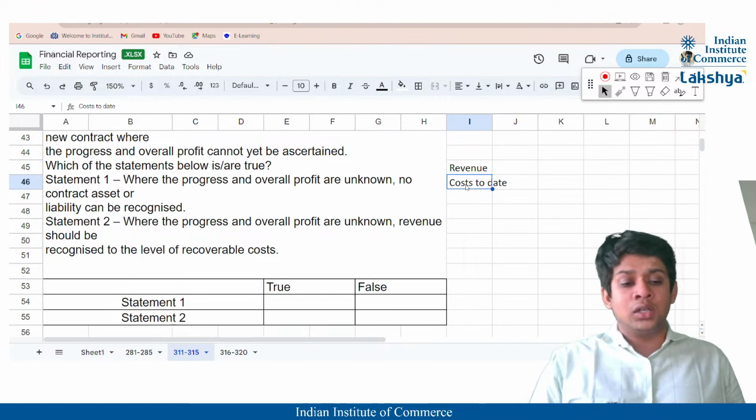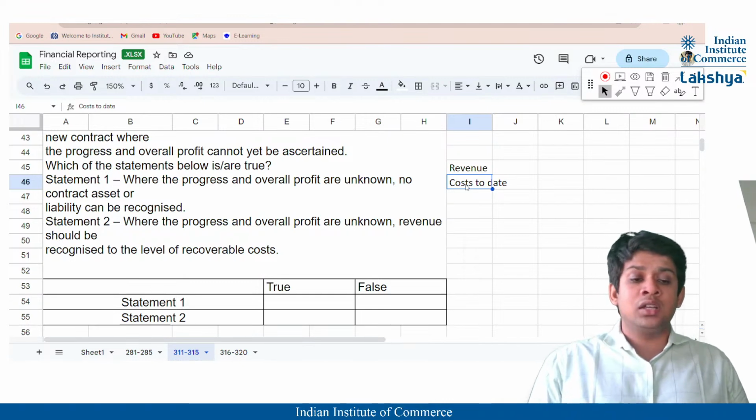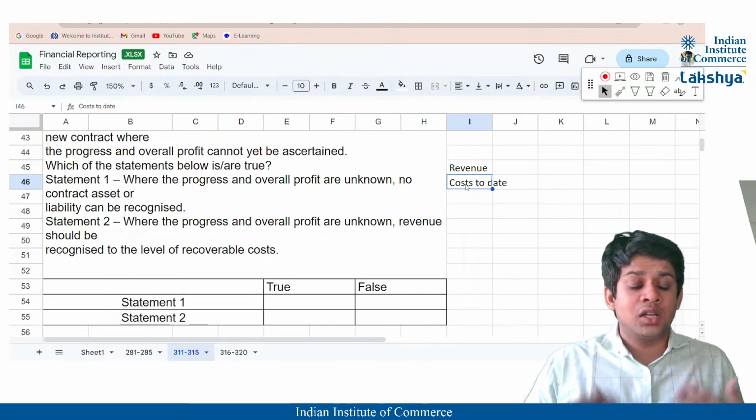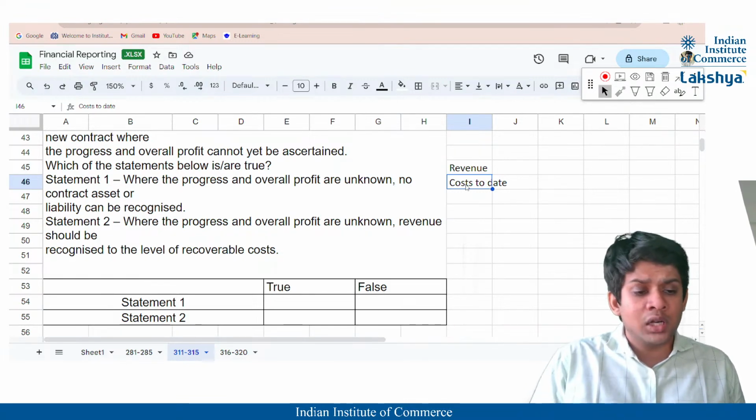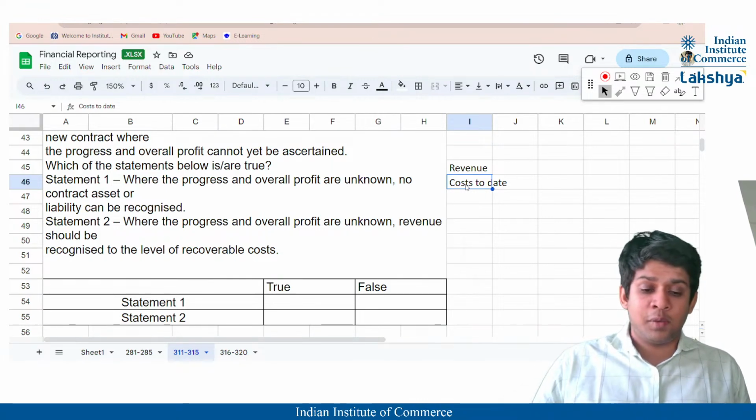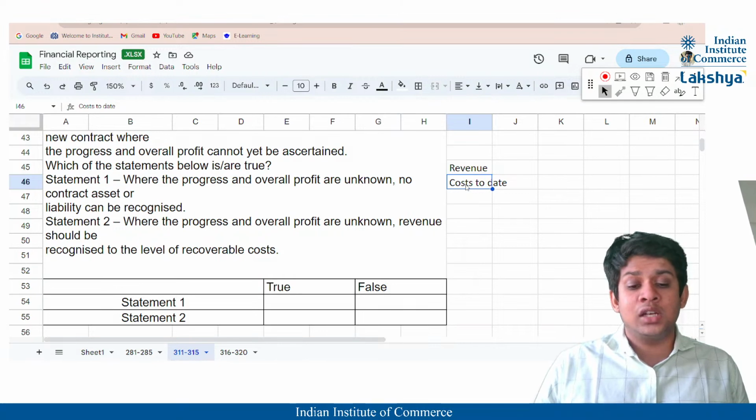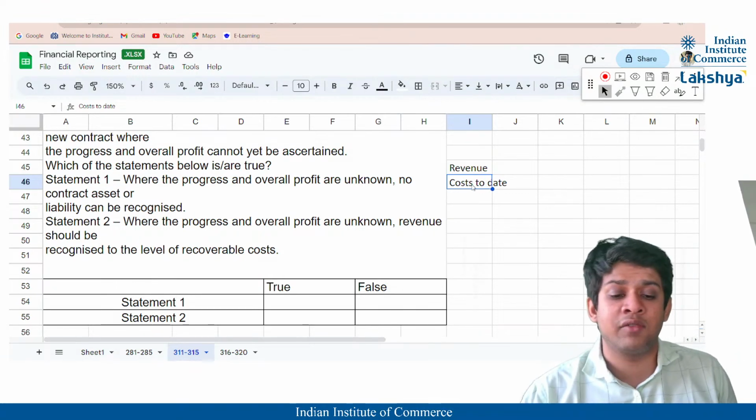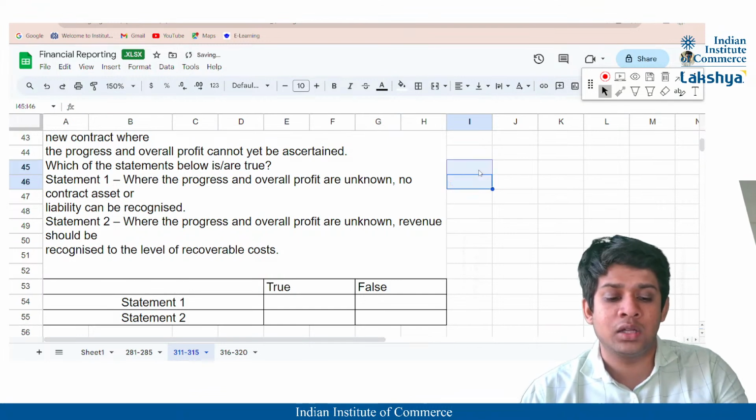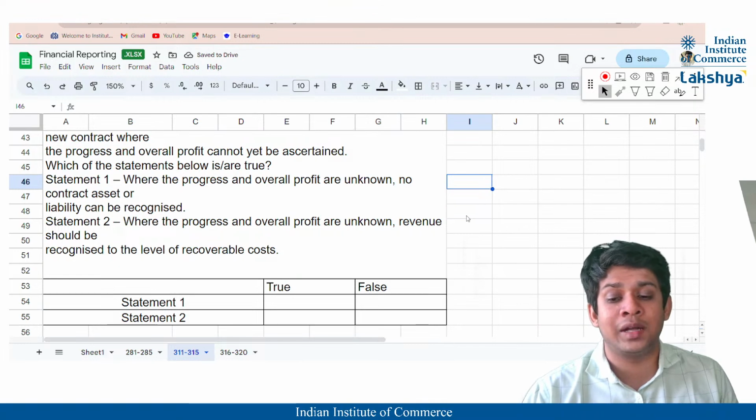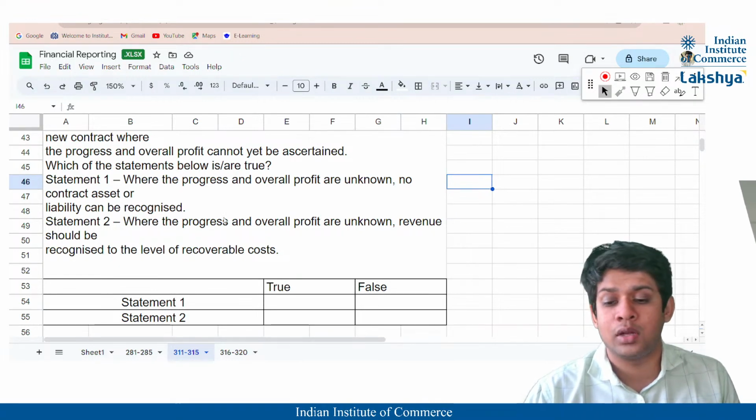Because at a very early stage, obviously the expected outcome is going to be profitable. If at the early stage it is not profitable, you wouldn't take that contract in hand, correct? So obviously it is going to be profitable. So whatever costs incurred to date can be recognized as revenue, because those will be recoverable in the future, right? So if my cost to date is 20, my revenue will also be 20. That is what we did in that sum, right?